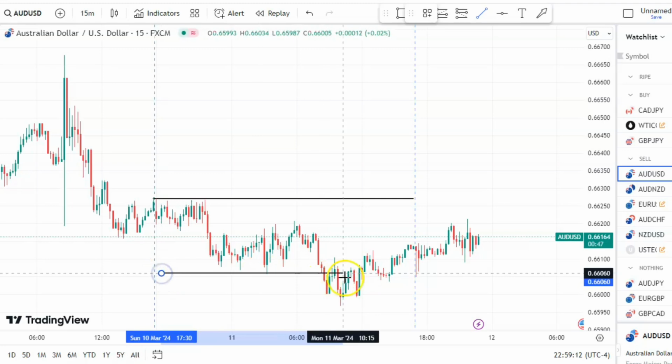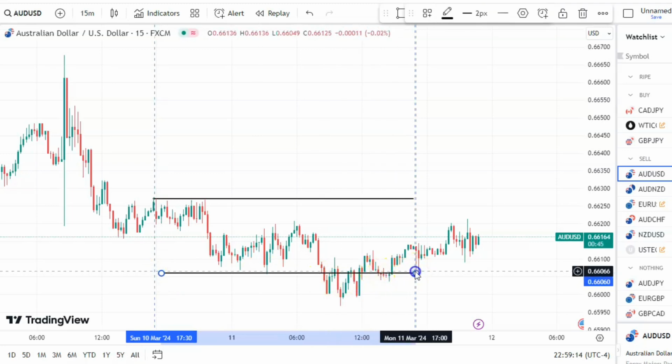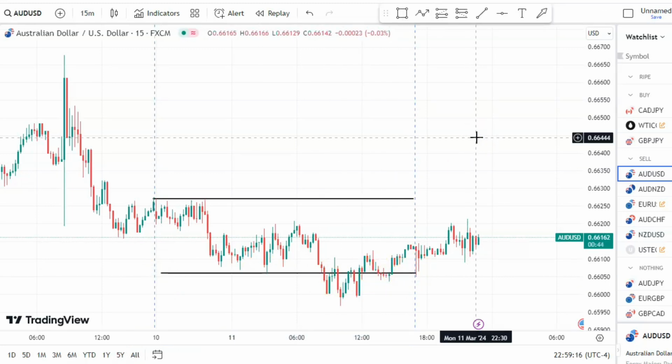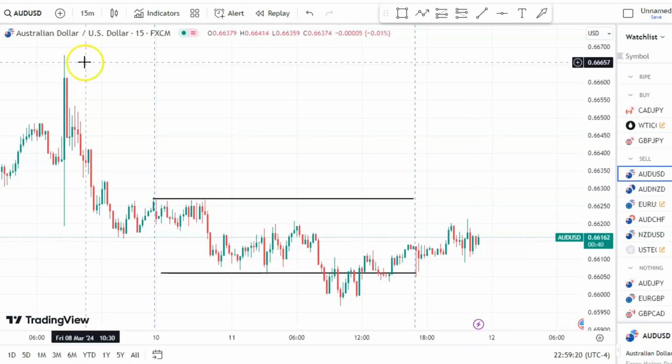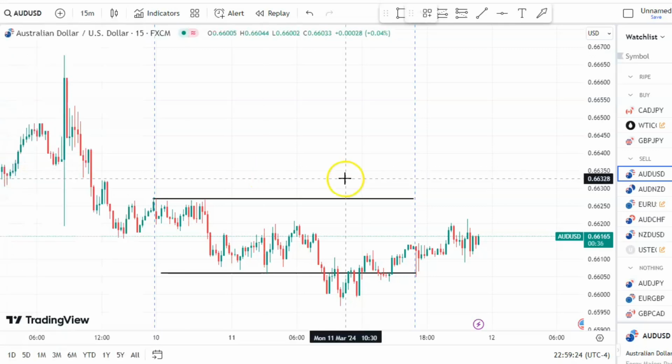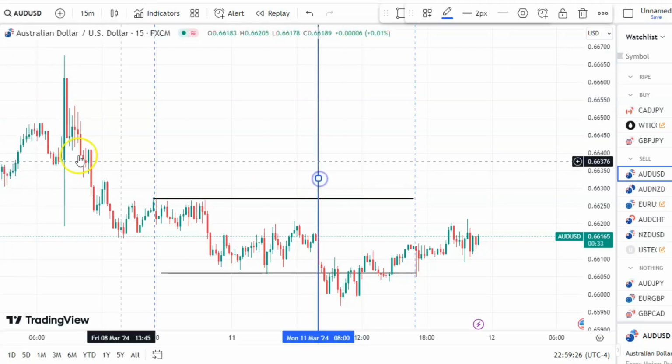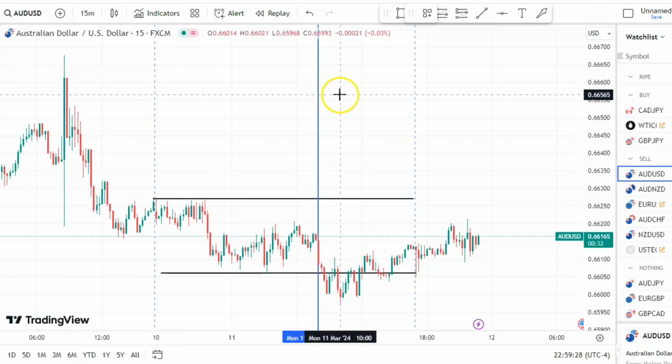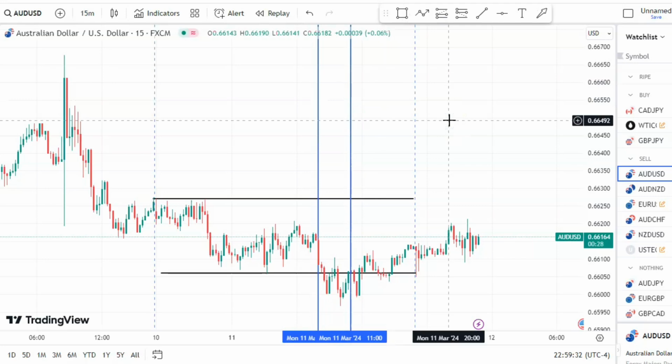Now, the setup we got occurred in the New York session. So we will mainly focus on what happened in the New York session. Step number two is identify our timing window. Our timing window is from 8 to 11 a.m. New York time. Keep in mind that with daylight saving, we are back 1 hour. So keep that in mind.